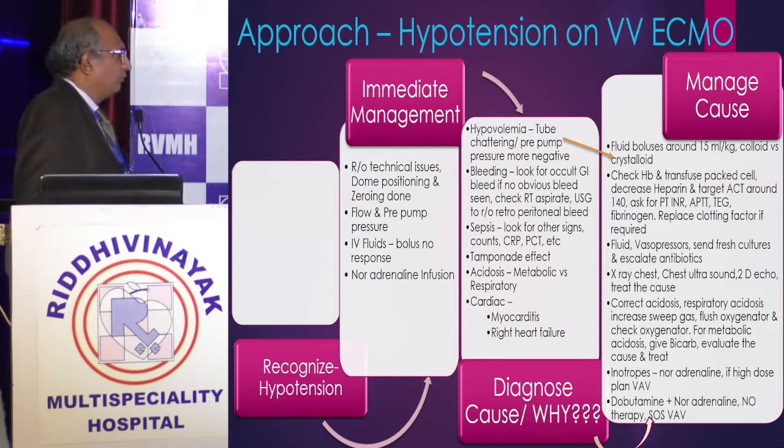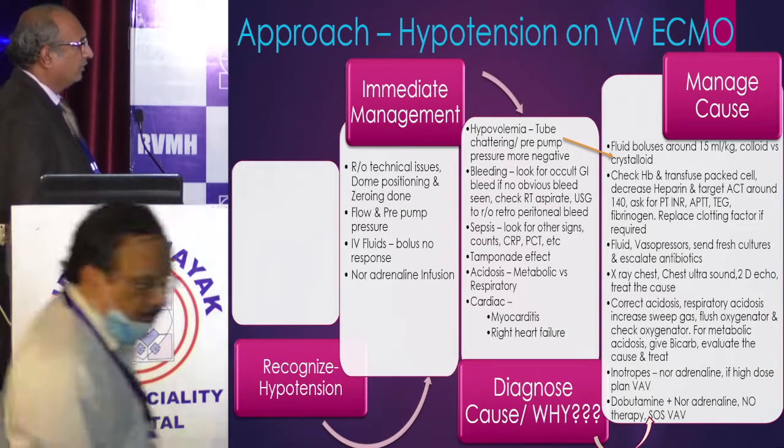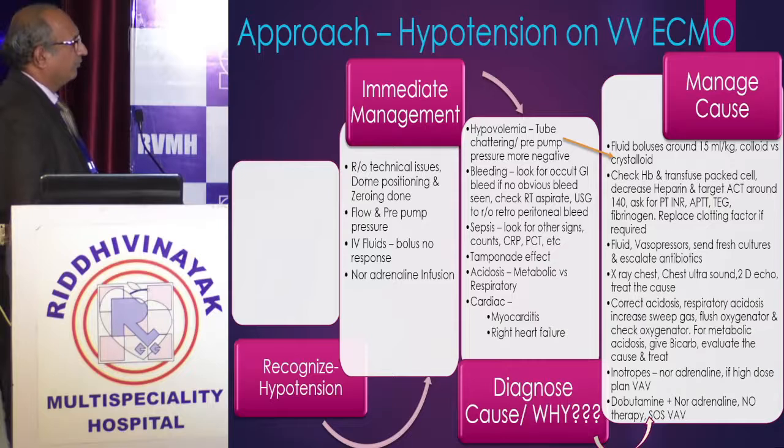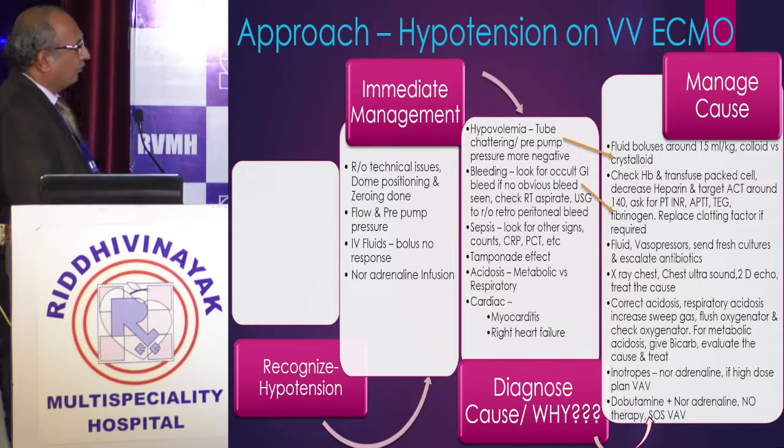So, hypovolemia, give fluid boluses, and then you have to find out why the hypovolemia has occurred. Whether there is some bleeding or whether the patient is going into sepsis, you have to look for that cause and treat it. If there is bleeding, especially a GI bleed, it can be occult blood, which we may not be able to see immediately, and you suddenly get hypovolemia. So look for GI bleed, check hemoglobin, transfuse PRBCs, decrease heparin, target ACT, look at the coagulation factors, and if required, correct it.